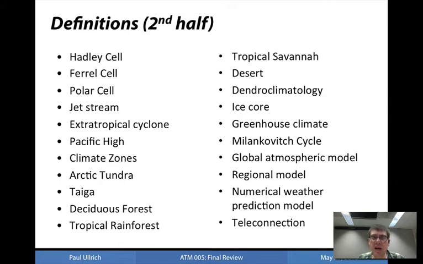The Pacific High is a region of high pressure that exists off of the west coast of North America.